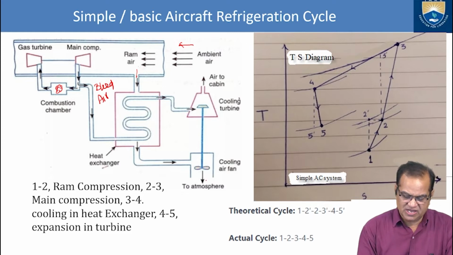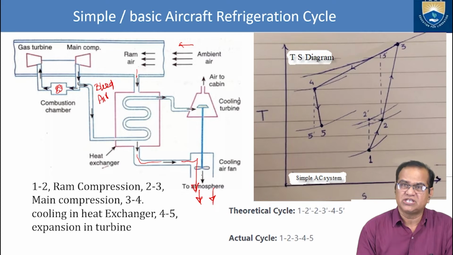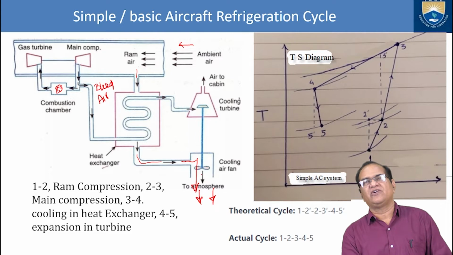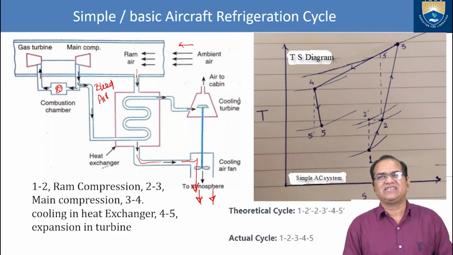This fan will make the exhaust. This will make the air move very smoothly and go away. So the purpose of this cooling air fan is to throw this air back to the atmosphere. So that is the objective of this simple basic aircraft refrigeration system.